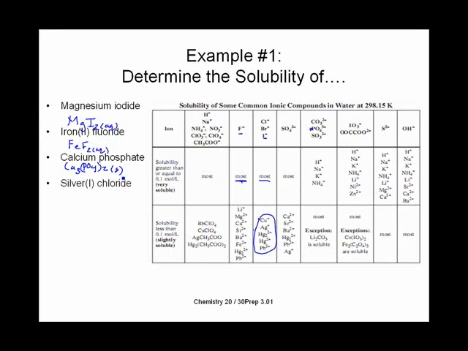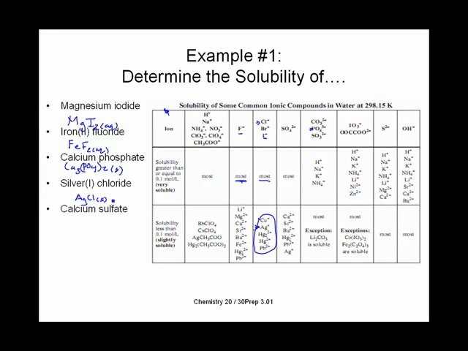Next we'll try silver 1 chloride. Again, we look for chloride in our table. Alright, so there's chloride. We take a look. Most things are soluble when they're with chloride, and then we check our list. Copper 1, silver 1. So what this means is silver chloride is insoluble. So AgCl is solid when you put it in water.